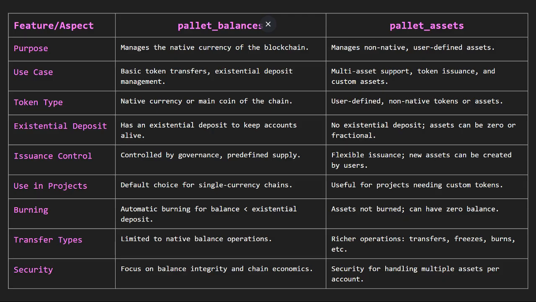Pallet Balances and Pallet Assets are two prominent examples related to token management. Both pallets incorporate robust security measures to prevent unauthorized access, double spending, and other common blockchain vulnerabilities. Though both pallets deal with tokens and asset management, they are used in different contexts and serve different purposes.